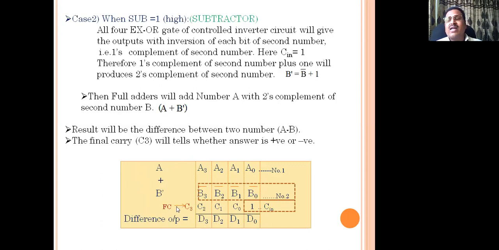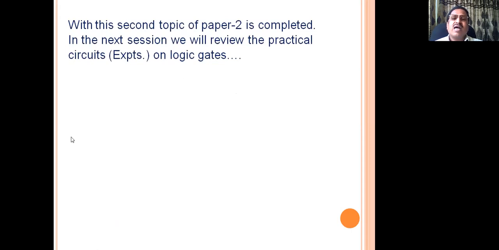You can repeat one more circuit, which takes the 2's complement of this number again to get the negative answer, but it is not part of our syllabus. Just remember that the final carry tells whether the answer is positive or negative. So with this, the content of the second topic of paper 2 is now completed. We shall start a new topic from the next session.